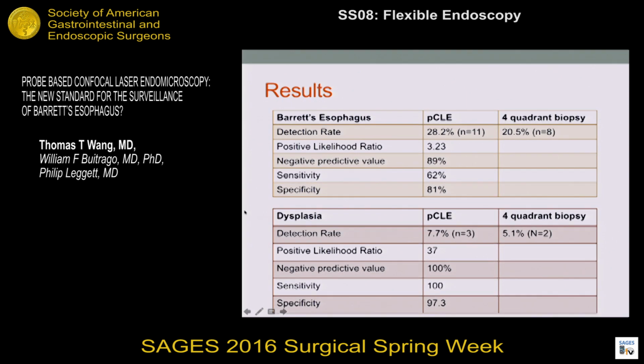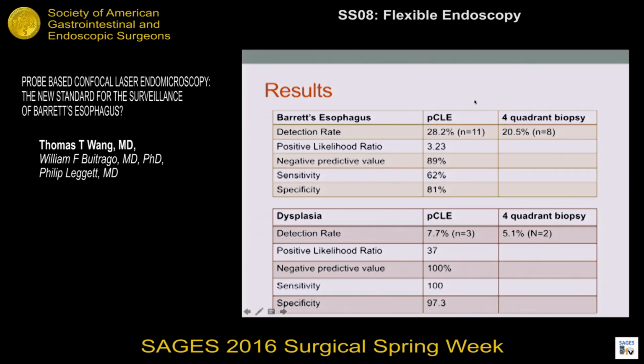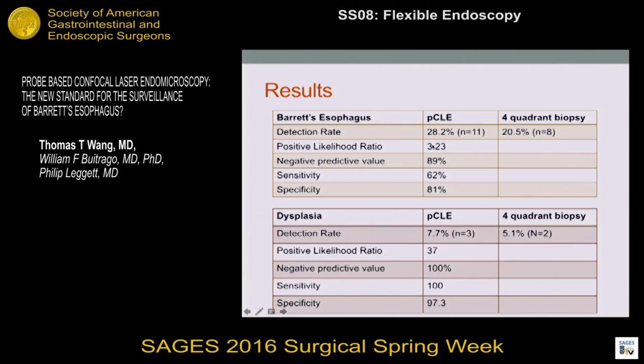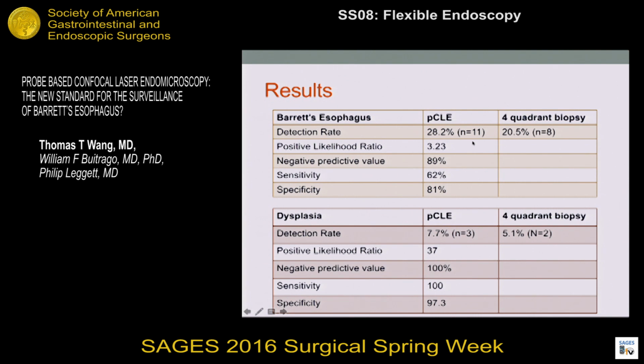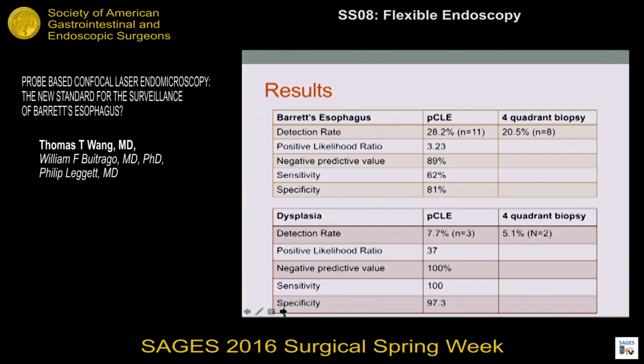Here are the results. I've broken it down into two sections, those for which we detected Barrett's esophagus, as well as those for which we detected dysplasia. So on the left column is our PCLE results. Across the board for both BE and BE with dysplasia, our detection rates were higher than for four-quadrant biopsy. And these are our likelihood ratios and our sensitivities and specificities. It is quite a bit higher for our dysplasia results.